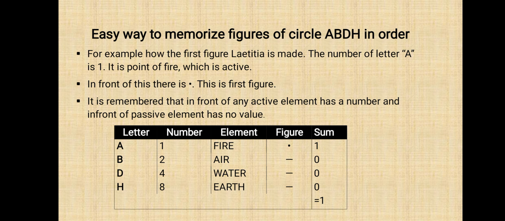If you cannot memorize the shape of the figure, for example, you memorize Laetitia, Rubius, Puer or whatsoever. But if someone asks you what is the shape of number one, you must write the letters in sequence A, B, D, H. So A is equivalent to 1, B is equivalent to 2, D is equivalent to 4, and H is equal to 8. So he said 1. So in the place of 1, you will put a dot, then all others you will leave as a line. So it will become Laetitia. So the figure 1 of the Abda is Laetitia.